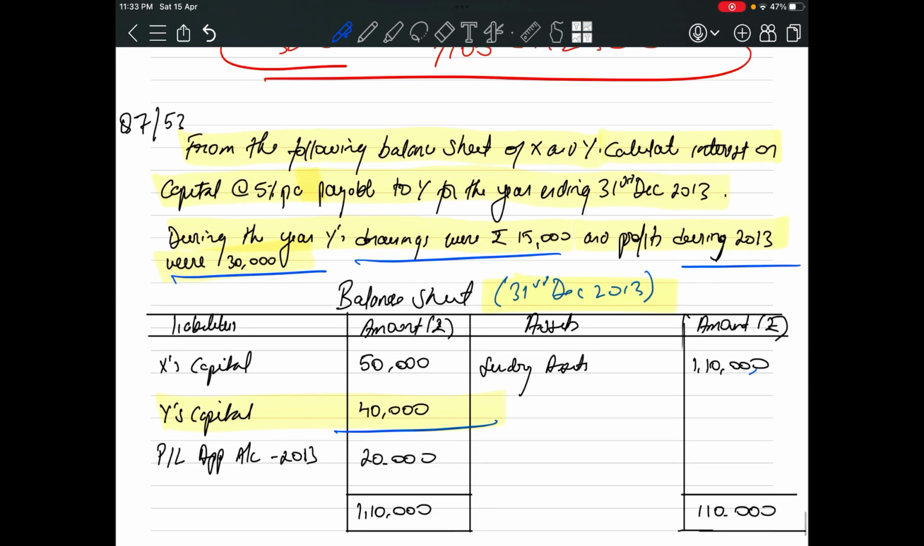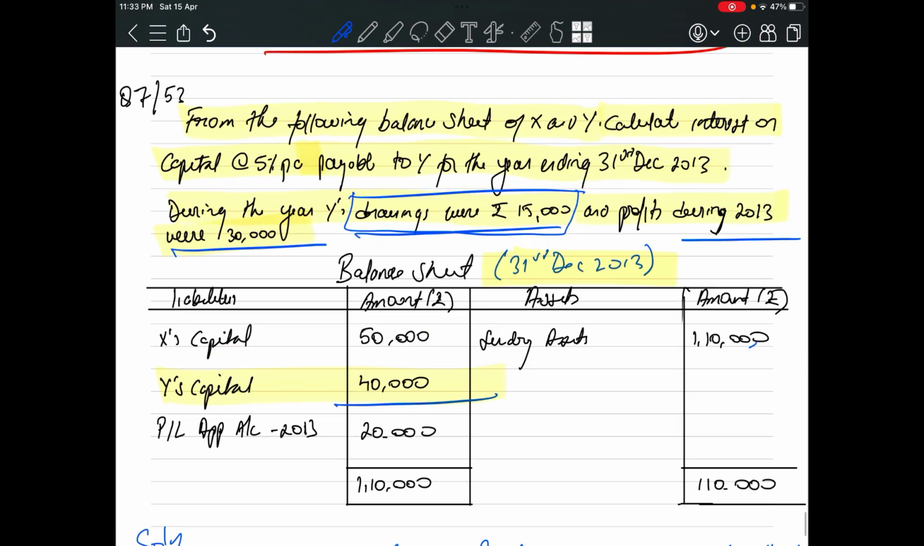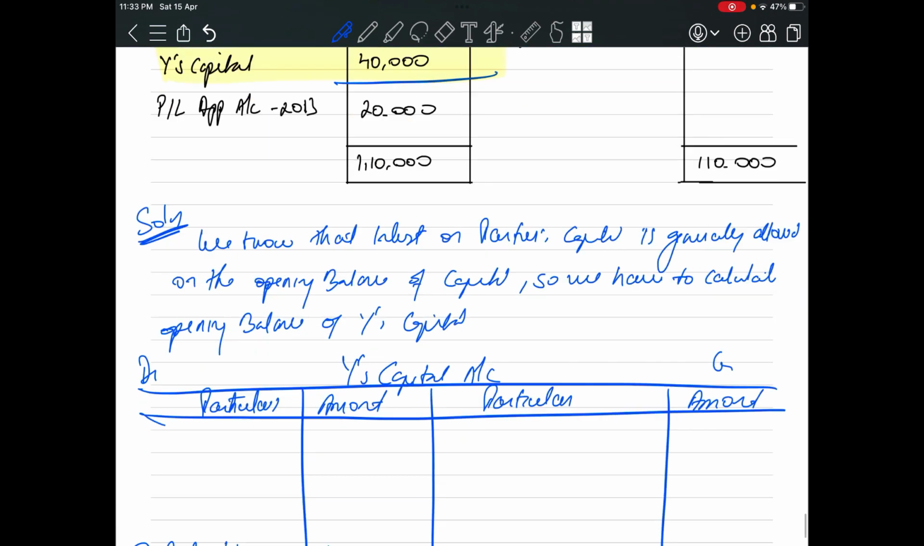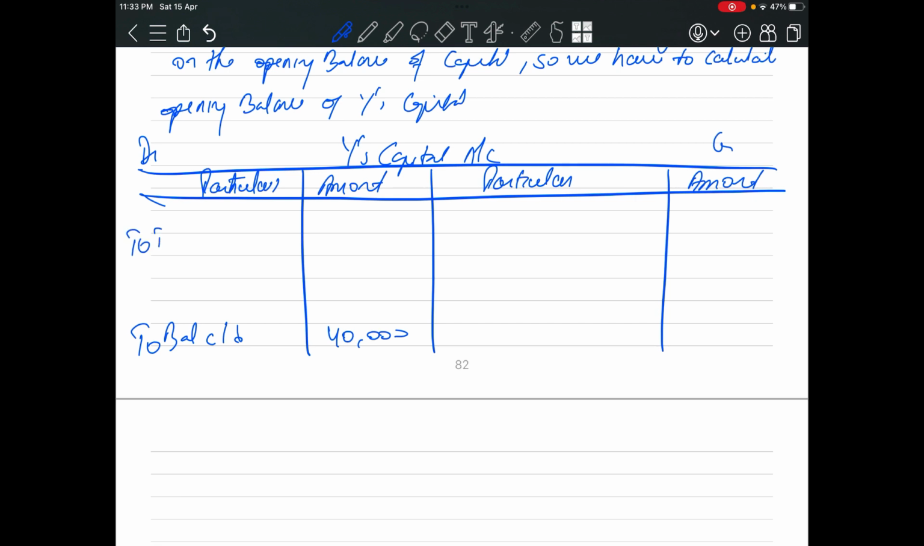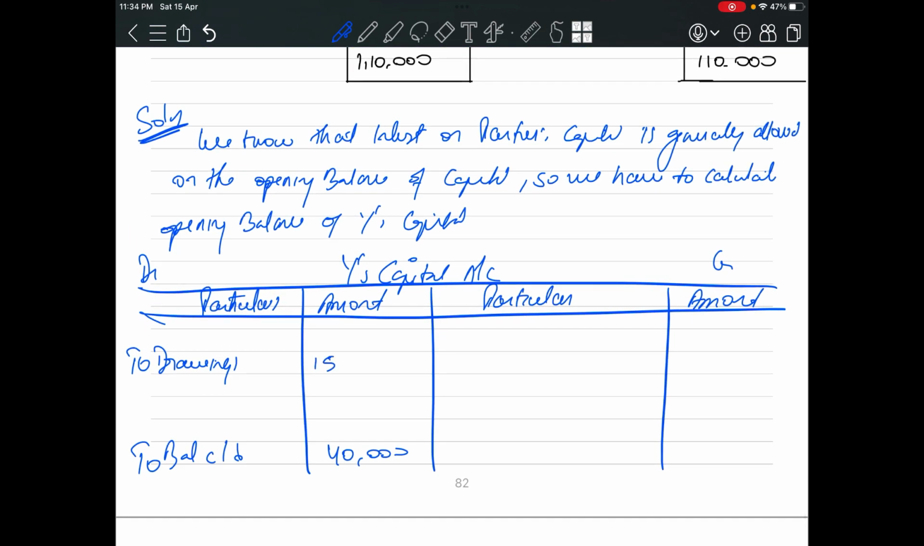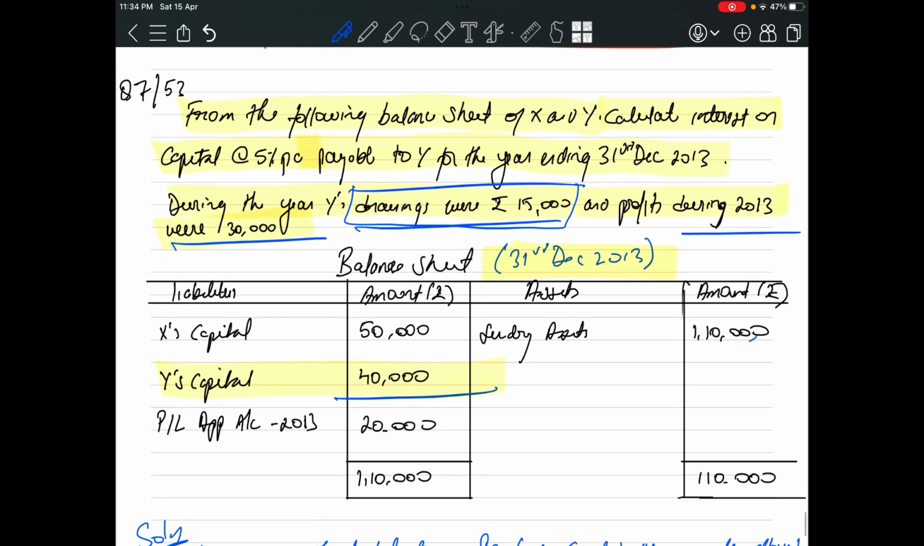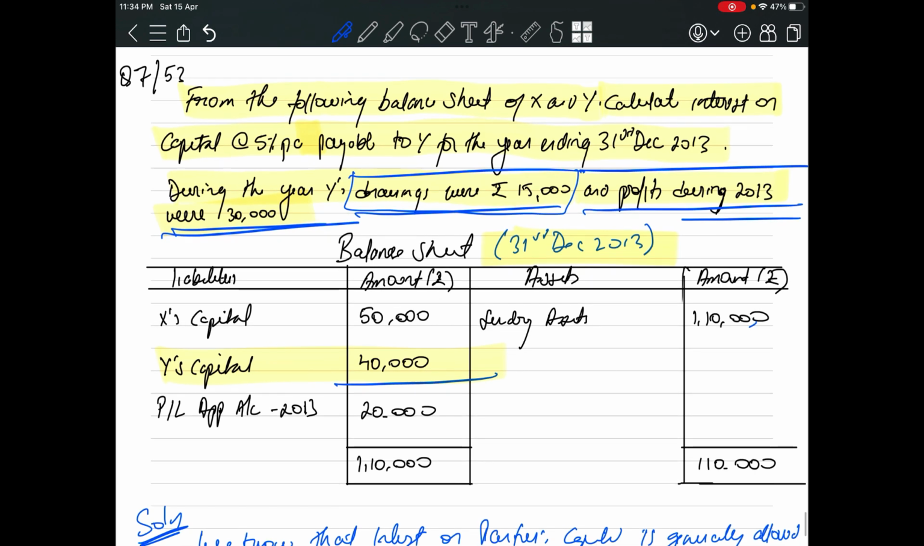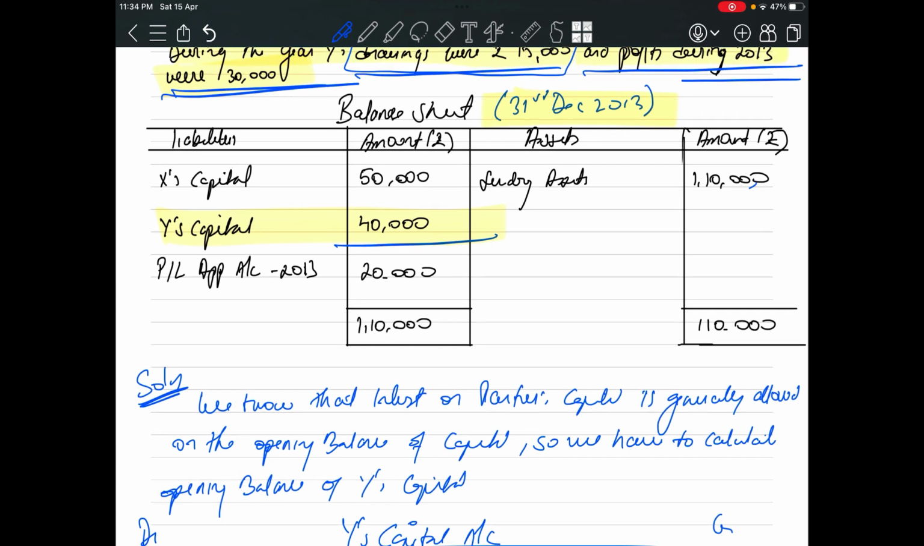What else are we given? We are given drawings of 15,000 during the year. Nothing has been mentioned about interest on drawings, so we will not calculate interest on drawings. Drawings will come on the debit side, because drawings reduce the balance of the capital account. The drawing amount is 15,000. Are we given any other information? Profits during 2013 were 30,000.